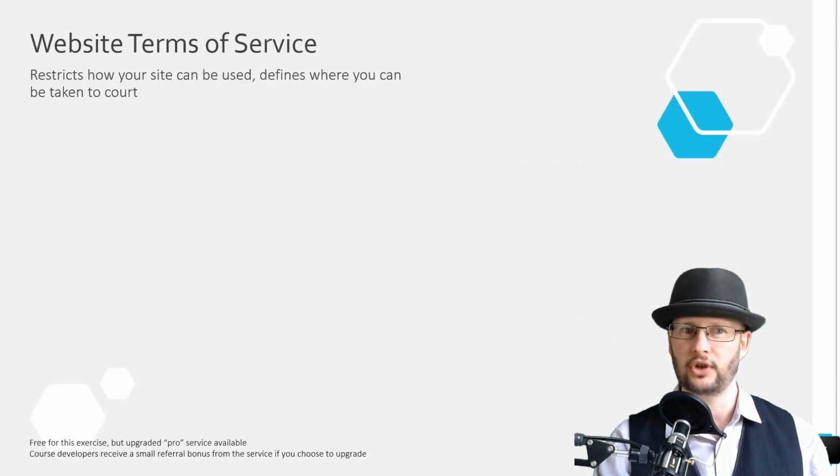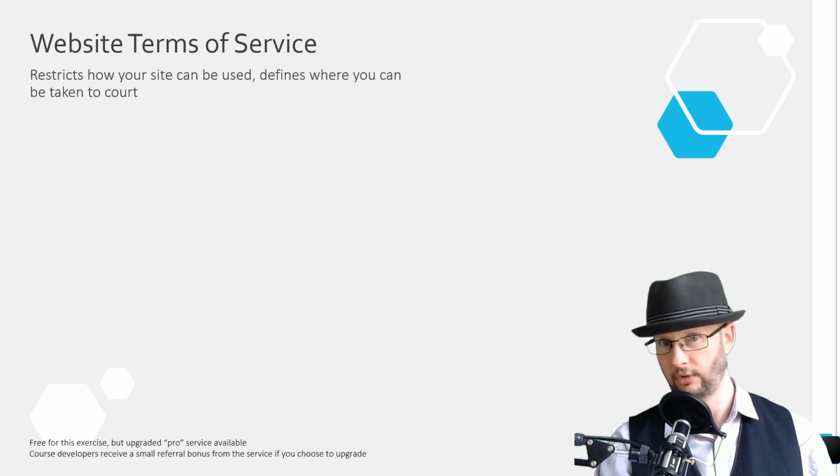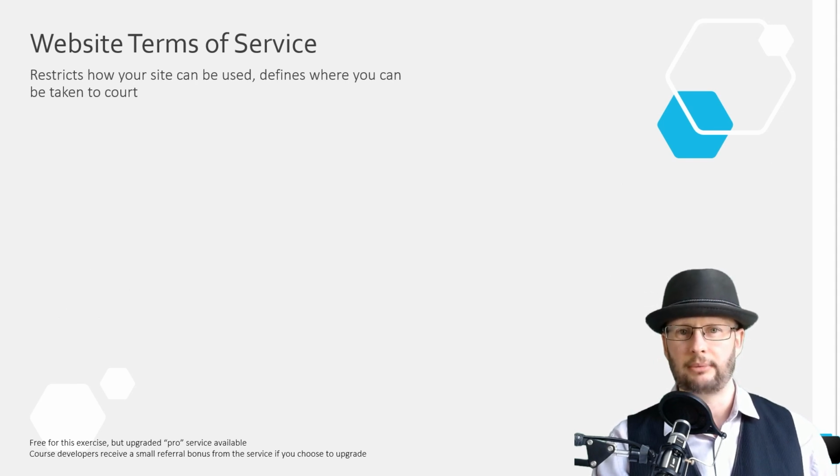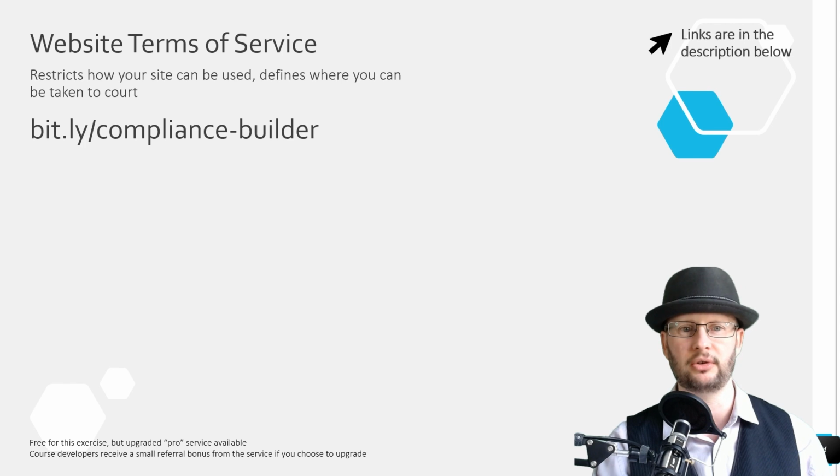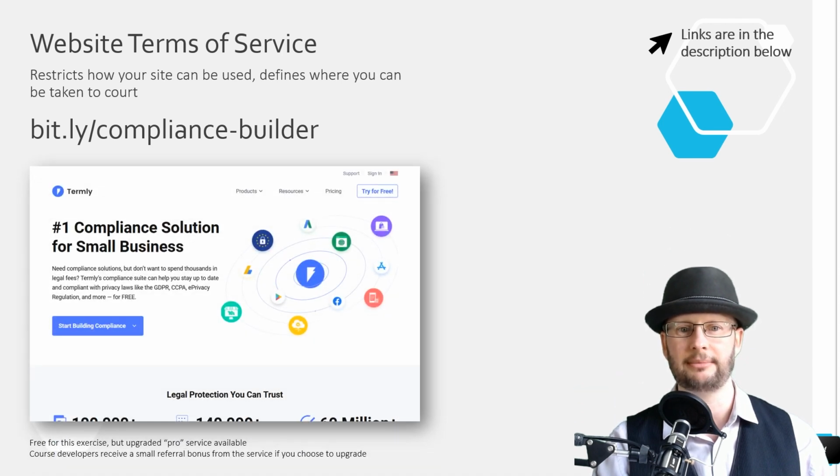So your website terms of service is the most important one here, in my opinion. This restricts how your website can be used and defines where you can be taken to court. Now, so we don't have to build this from scratch, which would be an utter nightmare, we're going to be using a compliance terms builder. So let's navigate to bit.ly/compliance builder. And once you're there, you should see something that resembles this or potentially a sign up form. So let me just bring up a browser and we'll get started.